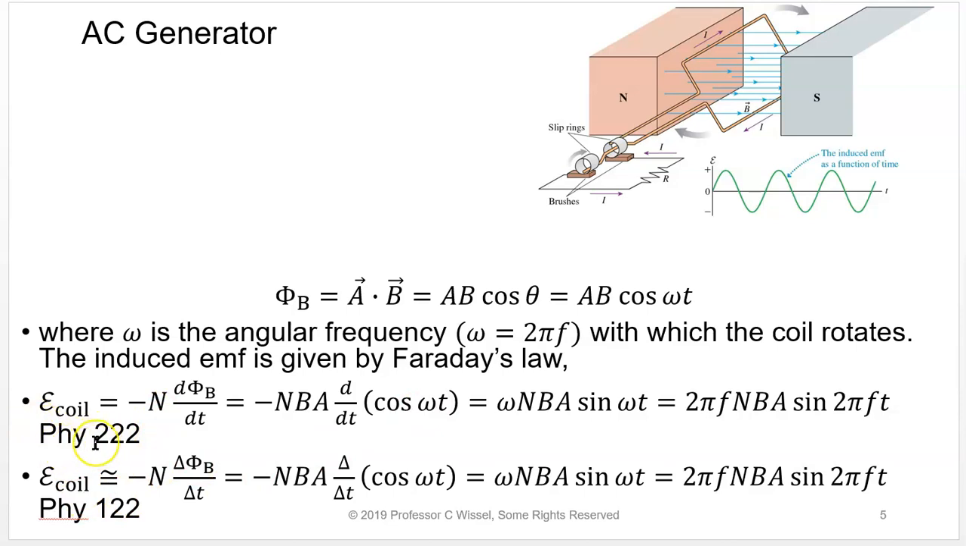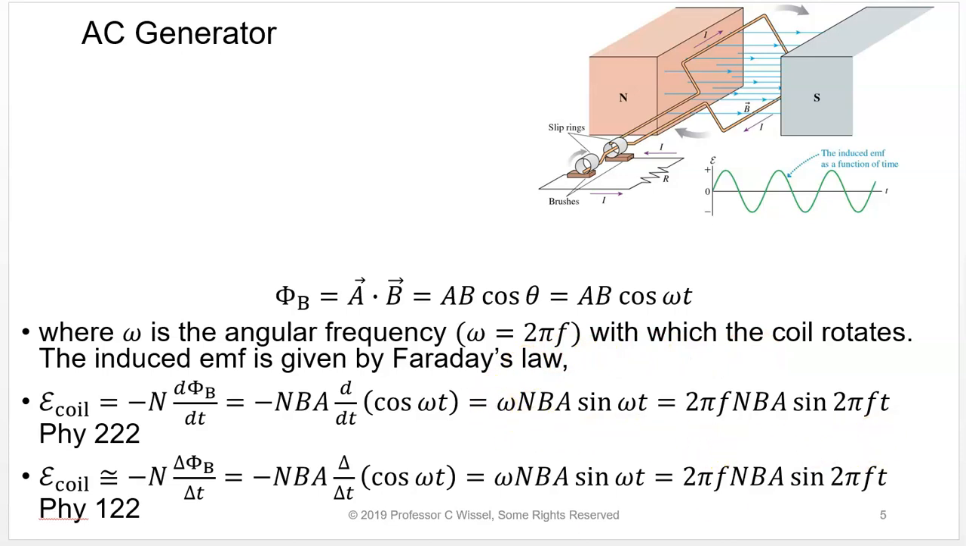And the EMF of the coil, this is for Physics 222 students, equals minus N, that's the number of turns in the coil, d phi B dt, and that equals minus NBA d/dt of cosine omega t. If you take the derivative of a cosine, you wind up with a sine. So the EMF of the coil is omega NBA times the sine of omega t, and we can rewrite omega as 2 pi f. So the EMF of the coil, or the output of the coil, and this will be the sinusoidal output, equals 2 pi f times N times B times A times the sine of 2 pi f t. If you're a Physics 122 student and don't have this calculus, please do not despair. The only thing you really need is this part right here.